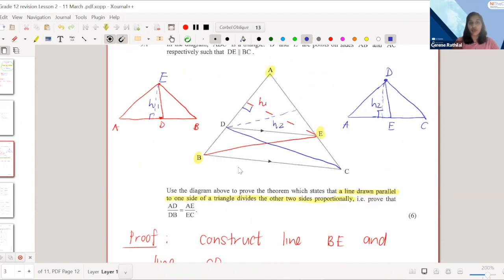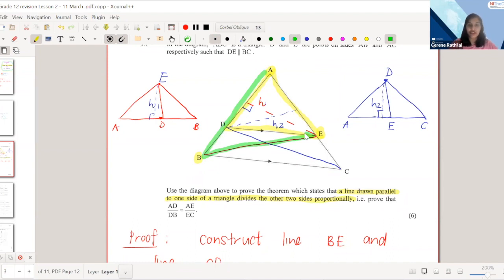And now what I want to do is, remember, essentially, we want to prove that AD over DB equals AE over EC. That's the goal here, right? So let's do that. So the trick here is to consider the areas of the corresponding triangles. So the first thing that we're going to look at is the area of triangle ADB, and then we're going to look at the area of the triangle ABD.